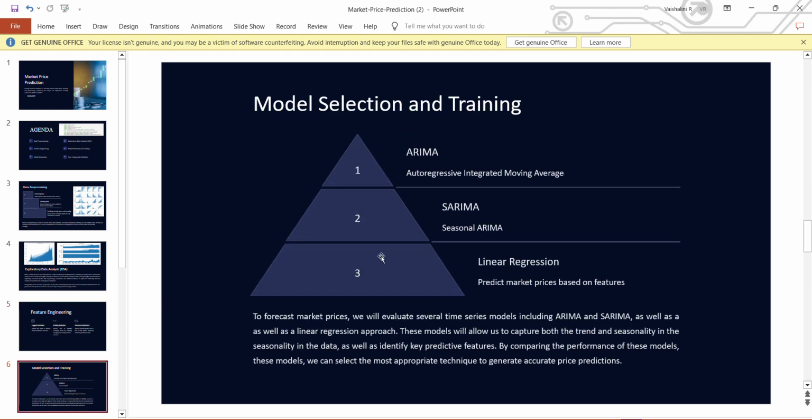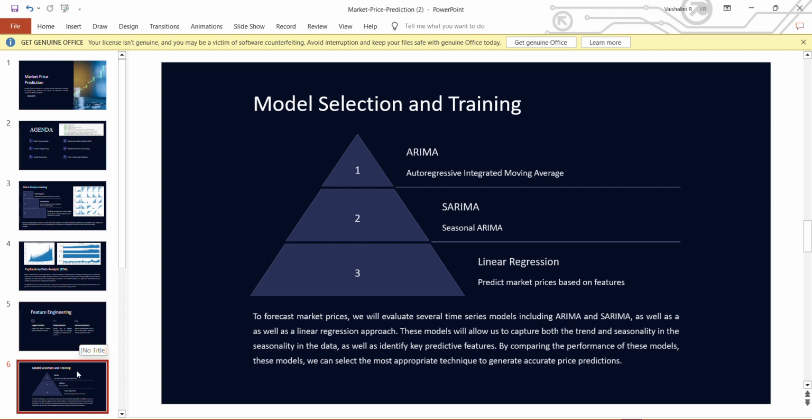And the next step is model selection and training. This is the most important step. We split the data into training and testing sets and evaluated multiple models. We calculated ARIMA, SARIMA, and linear regression. They have given in the problem statement to calculate using time series forecasting models. So we used ARMA and SARMA. We used ARMA because it is a basic autoregressive model that works well for time series data. SARMA is an extension of ARMA that includes seasonal components, and we also calculated using linear regression as a benchmark model.